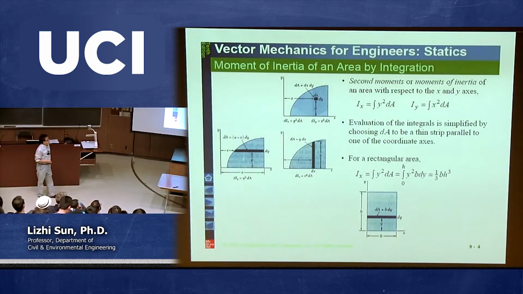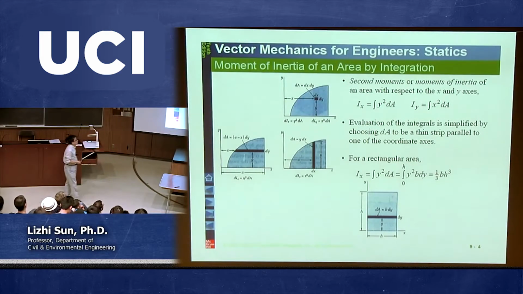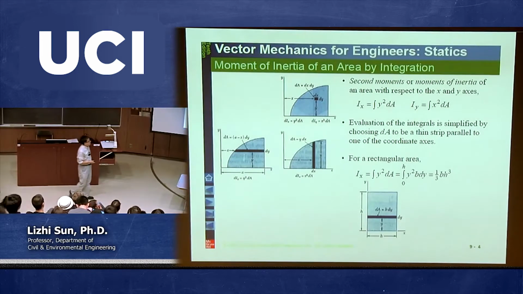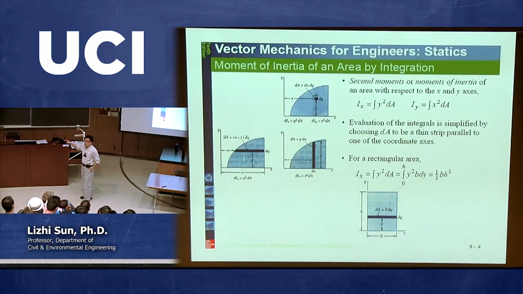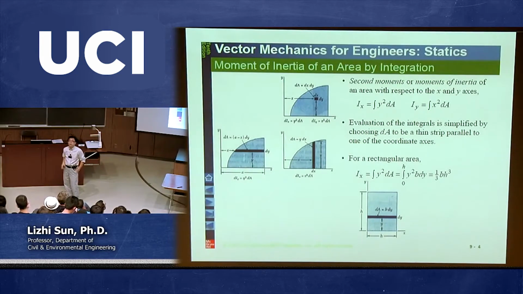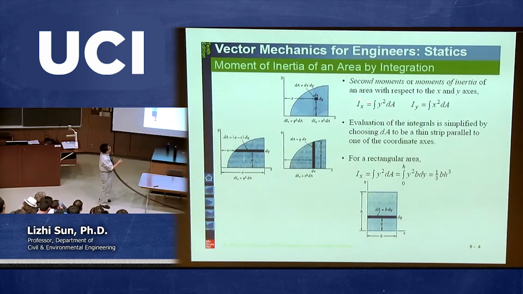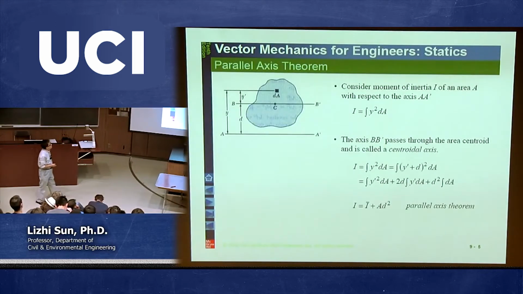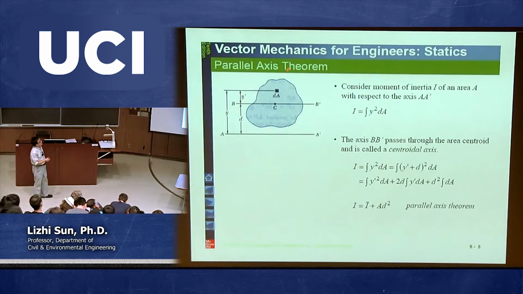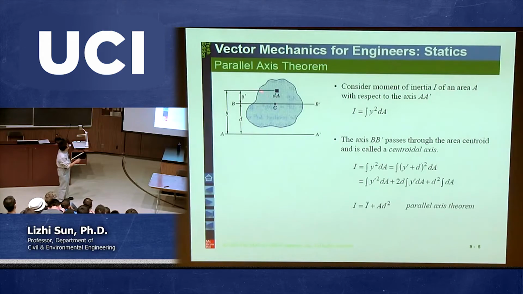Many times you cannot integrate out by these two integral forms. So instead, you just need to know what is the moment of inertia with respect to the axis passing through the centroid. Okay, and that is the special moment of inertia. Typically, we call them Ix bar and Iy bar. So once we know these two basic moments of inertia, then we can calculate the moment of inertia at any given axis we like, because of this important parallel axis theorem.